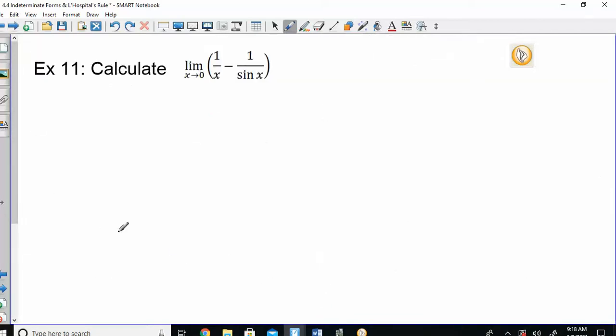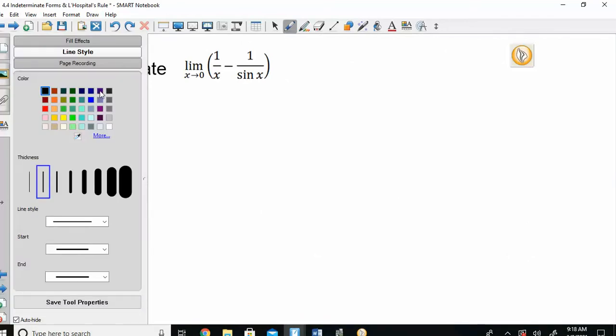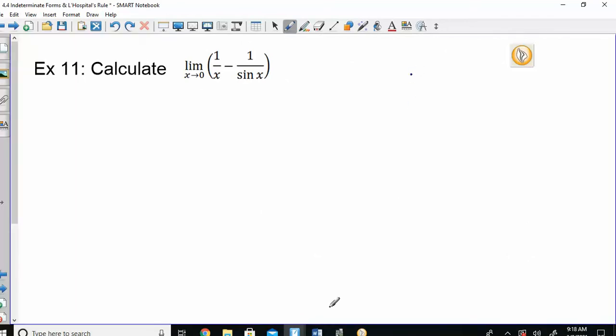Let's do example 11. Okay, if I were to plug in, 1 over 0 will be going to infinity. Sine of 0 is 0, so that would also be 1 over 0, so that's going to infinity. So infinity minus infinity, do we know what to do with that? No. What's our strategy then? We want a quotient so we can do L'Hopital's. If you have a fraction minus a fraction, what could we do? Common denominator.